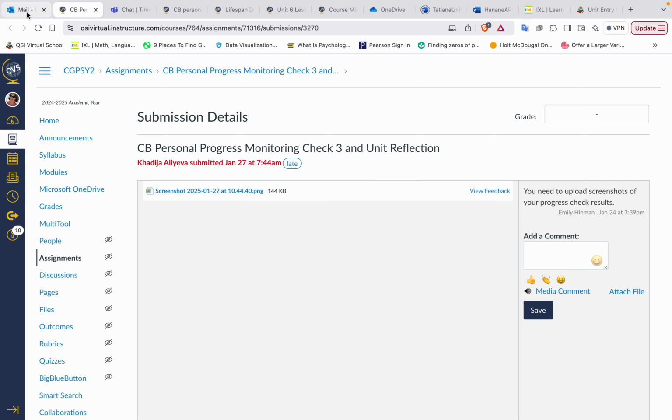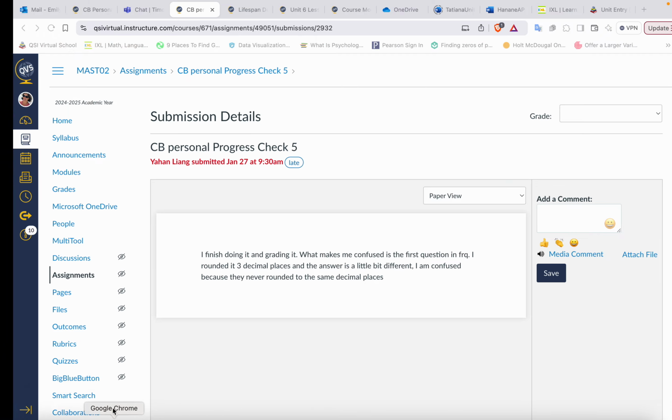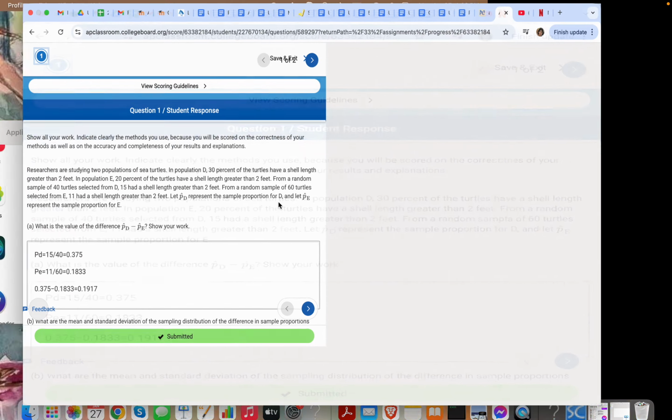Help with your progress check 5. And I think you're saying here you think that what they're doing in the answer key has to do with rounding, and it's not what is happening. They're not making a rounding error or difference.